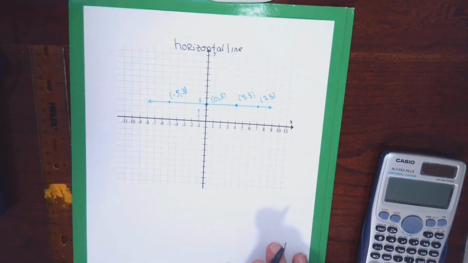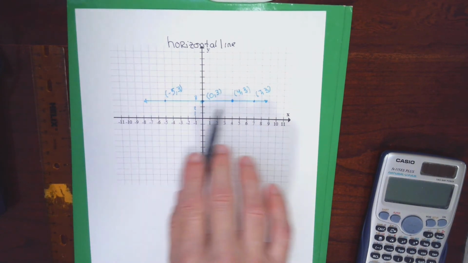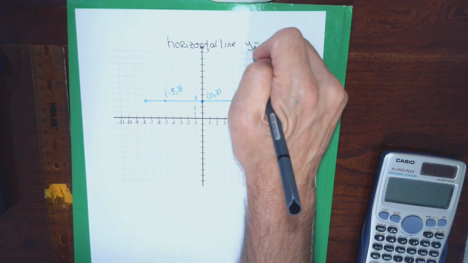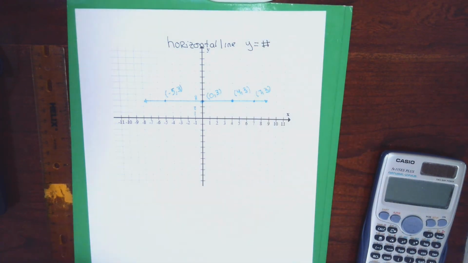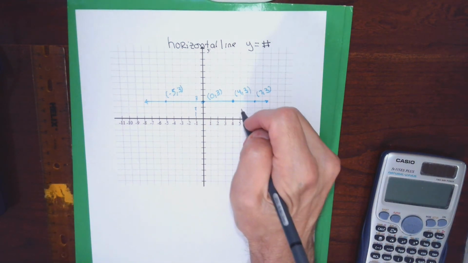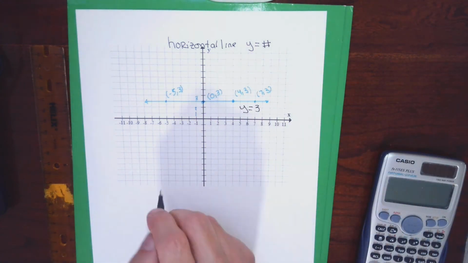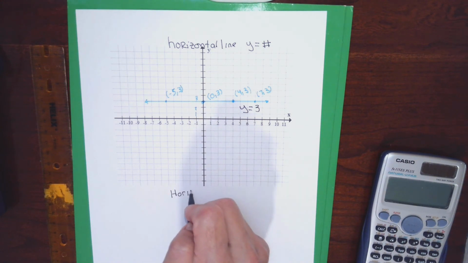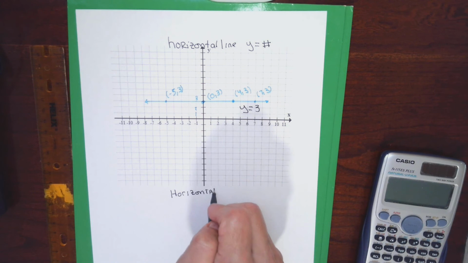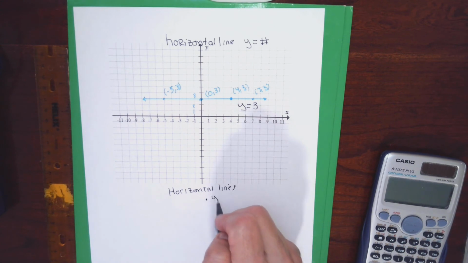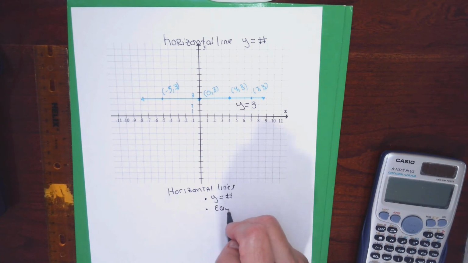And hopefully you start to see a pattern. If you have a horizontal line, all the points have the same y. The x's can be any number, but the y's stay the same. All horizontal lines, their equations have a y, but not an x. And this random horizontal line that I drew, the equation is y = 3, because for every point the y is 3. So all horizontal lines can be written as y = some number, and the equation won't have an x.